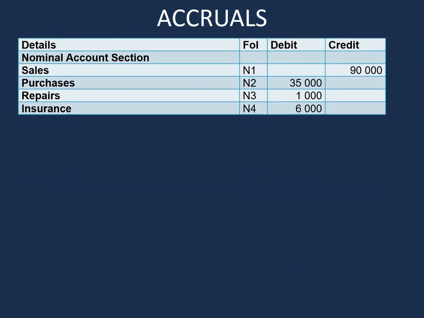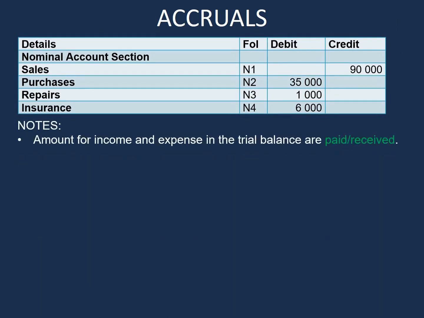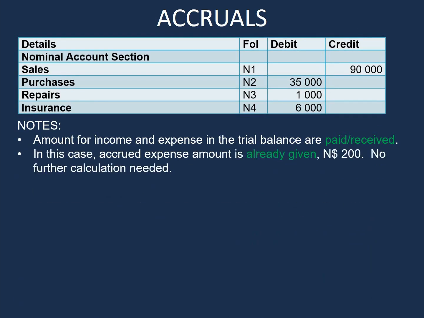Now let's have a look at the following notes. The amount for income and expenses in the trial balance are paid or received. In this case, the accrued expense is the amount already given, which is the $200. No further calculation needs to be made after this.